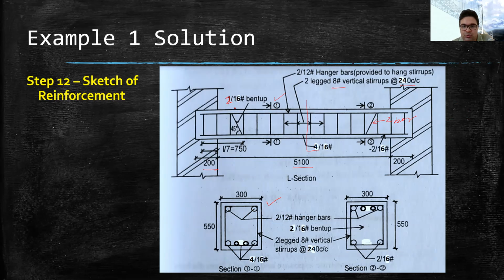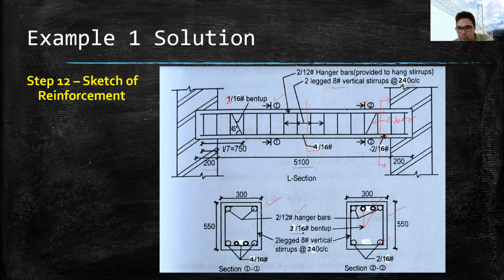Now in section 2-2, actually this section is wrong. If we cut the section here, in that case at this point there are 4 bars, and at this point there are 2 bars because 2 bars are bent up. So this is how we show the cross section of the bar, and at the same time we do proper dimensioning and proper notations. Like these 2 bars are the hanger bars and 2 bars are the bent up. This one, these 2 bars are the bent up bars.